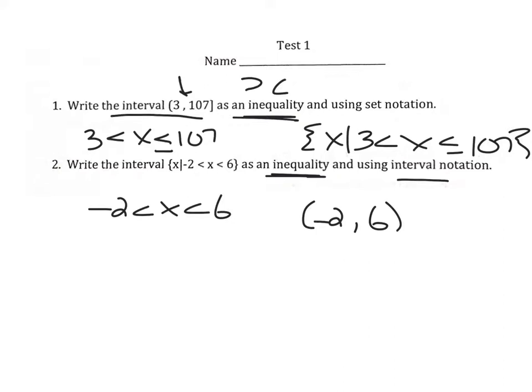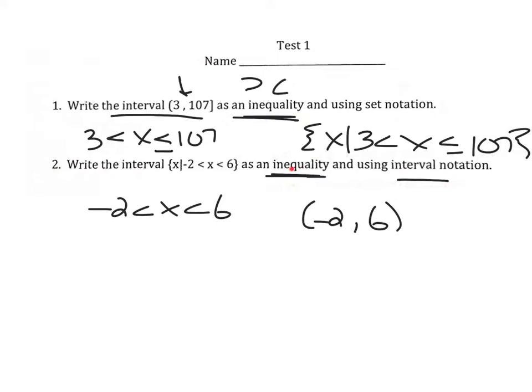First one says write the intervals in inequality and also using set notation. Remember, when you see inequality, it means a greater than or less than symbol. And because this says 3 to 107, I put the X in the middle. Notice how the signs are facing. Also, 107 has an equal to bar because it has a bracket up here. Set notation, remember, just use your braces. And then remember, all X such that. That's the only difference. You're using the same thing again, except with the all X such that.